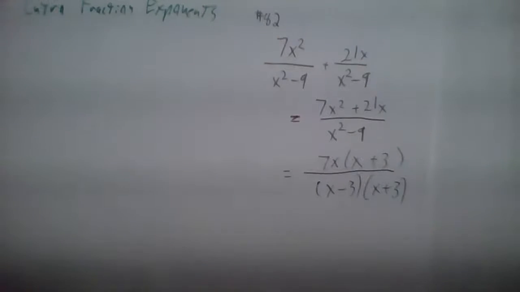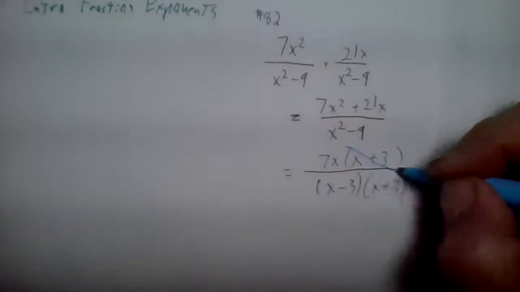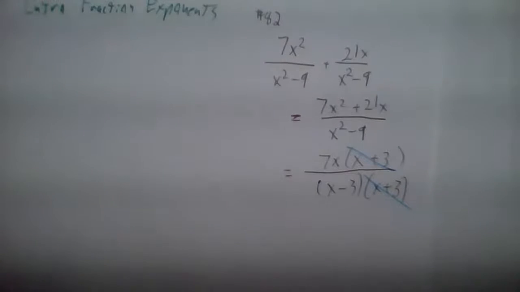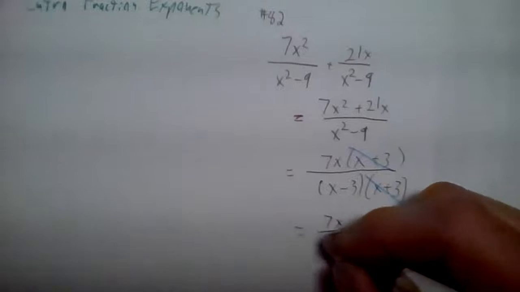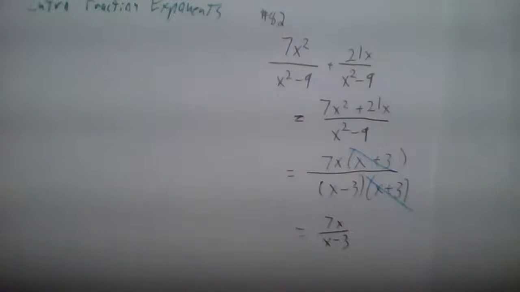So that's the only way to know whether I have common factors or not, is to think about them in factored form, or better yet, write them down in factored form, and then you can see easily that some of that's going to cancel. So there we go. A simplified form of that answer is just 7x over x minus 3.